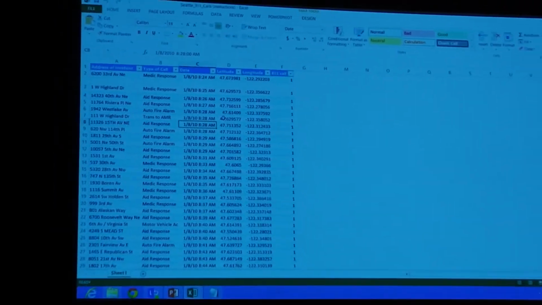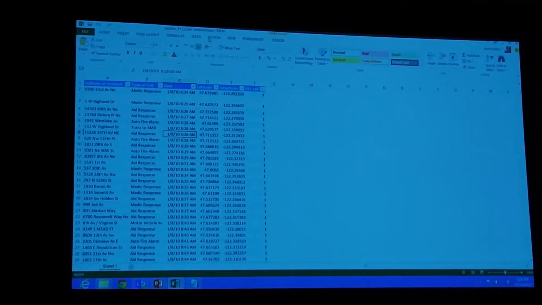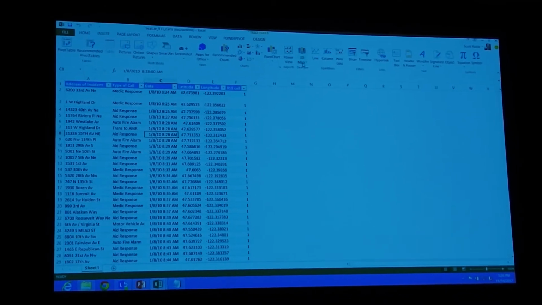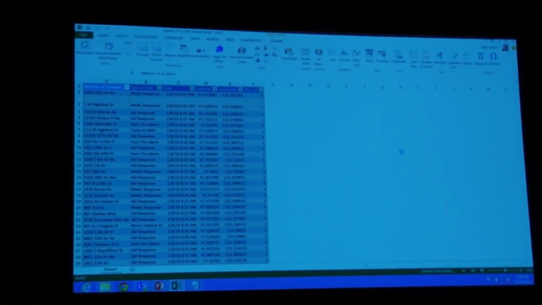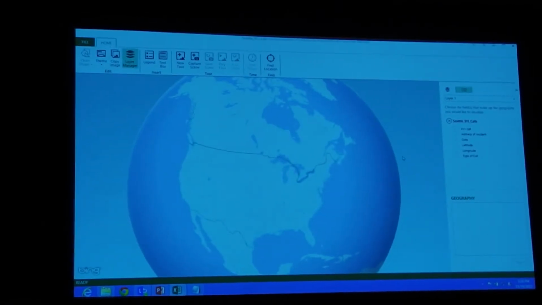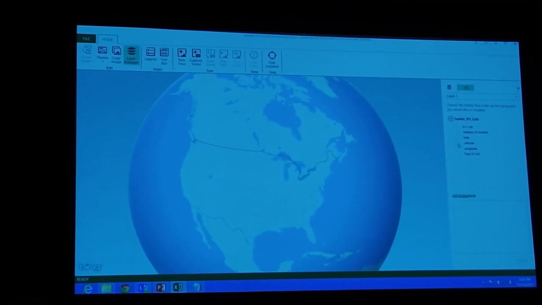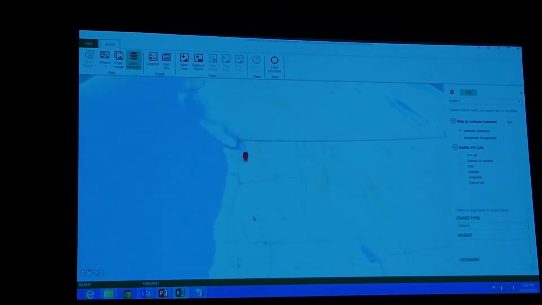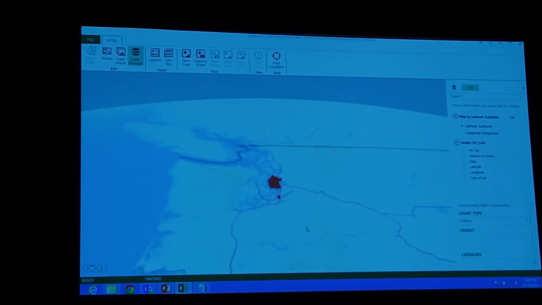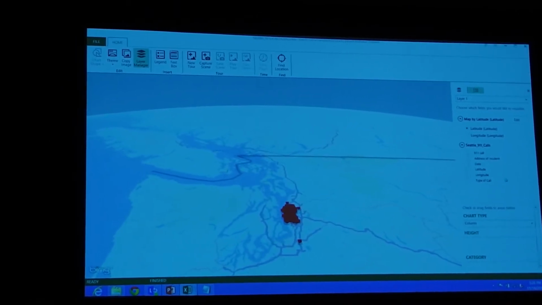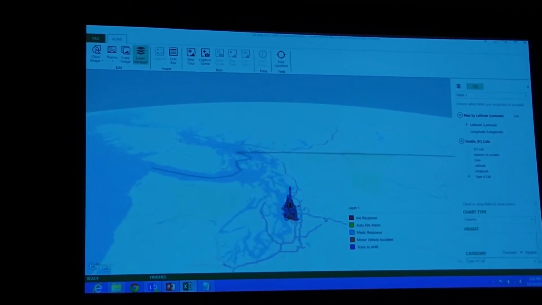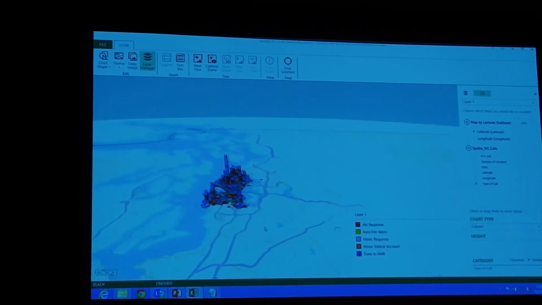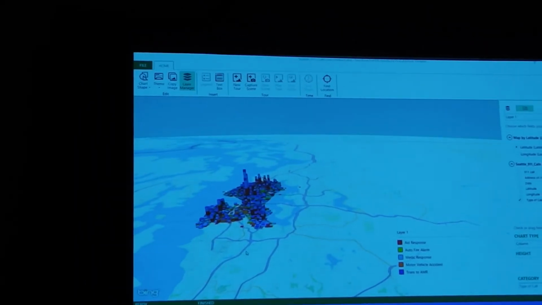All right, what we're looking at here are Seattle 911 calls. Insert my GeoFlow, grabs the data, brings up my 3D environment, and in this particular case, I already have latitude and longitude. Go ahead and map that. And I'm going to put on the type of call. All right, so this is real Seattle 911 calls.